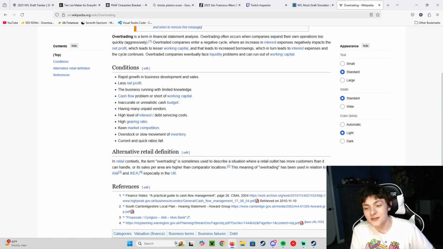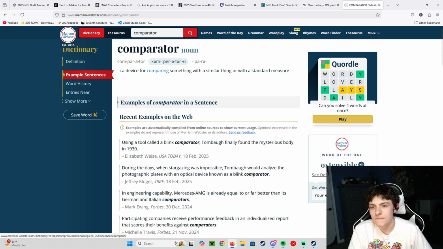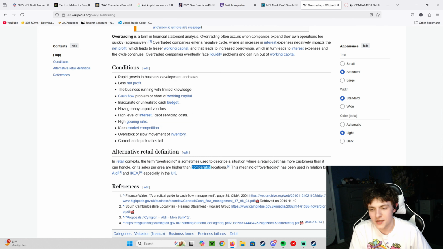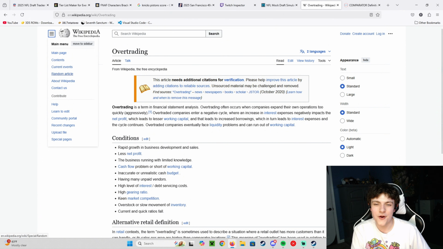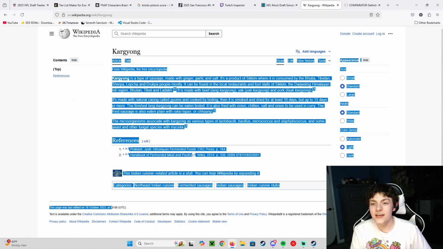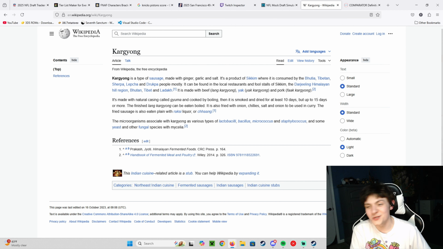In retail context, the term overtrading is sometimes used to describe a situation where a retail outlet has more customers than it can handle, or its sales per area are higher than its comparator. Comparator. Okay. This meaning of overtrading has been used in relation to Aldi and IKEA, especially in the UK. I don't care, frankly.